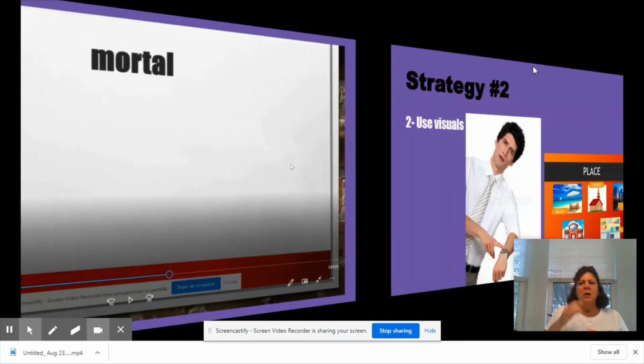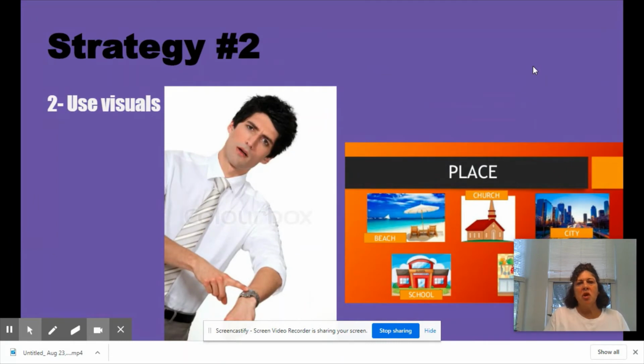Okay, so second strategy. If my students couldn't use a cognate to learn the meaning of the word, then I will go ahead and use visuals. Visuals are really important for our students. It's one of my many crutches, I will say. And that's one of the reasons that I love technology, because I can present any visual that I need for my students to be able to understand exactly what I'm talking about.